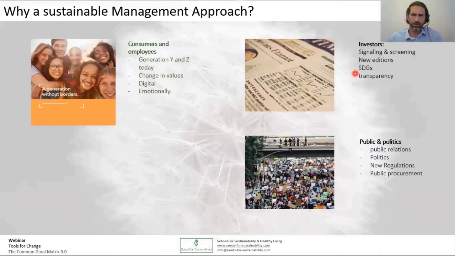From a societal point of view, we see that it's important for public relations. We have new politics, new policies, new regulations. We saw the one I mentioned earlier, the directive on non-financial reporting. We see now the Green Deal will shape many laws and funding. So it's shaping a new economy.